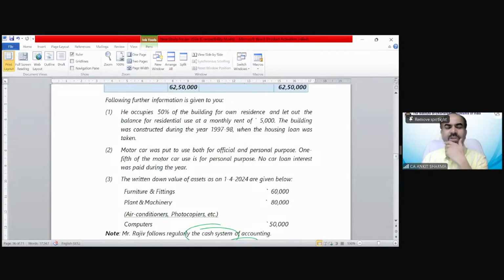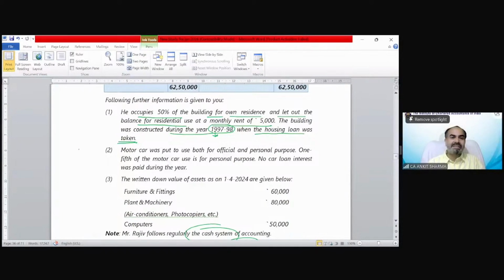Now the relevant information has been given as additional information. He occupies 50% of the building for own residence and lets out the balance for residential use at a monthly rent of 5,000. The building was constructed during the year 97-98 when the housing loan was taken. So because the loan has been taken before 1st April 1999, is there any impact? Yes, the maximum deduction of interest you can claim is 30,000 rupees if that is the self-occupied part.